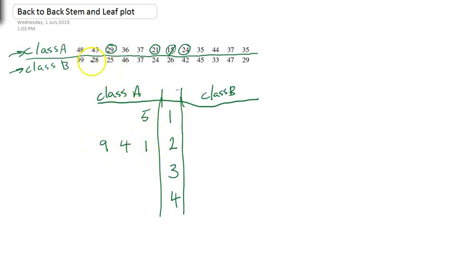Now class B, let's look at class B. 28, 25, 24, 26, 29. Okay, so got to go in order here. 24 is the smallest. 25, 26, 28, and 29. Okay, now try to keep your distances the same when you're going from class B and also when you're going from class A. Okay, so I'll get rid of all them.